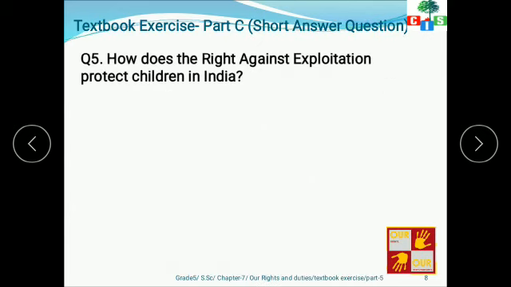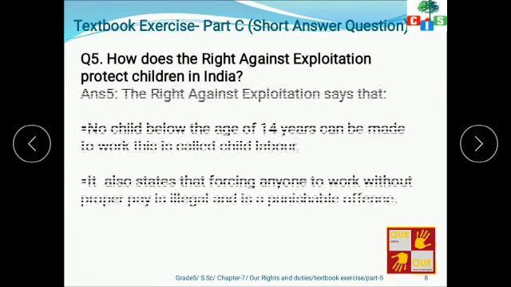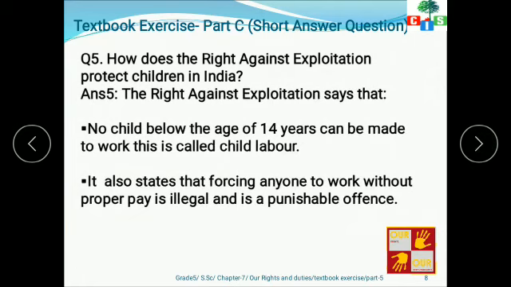Question 5. How does the right against exploitation protect children in India? So what does this right against exploitation say? Let's see. The right against exploitation says that no child below the age of 14 years, very important and you must remember, no child below the age of 14 years, how many years? 14 years, can be made to work. This is called child labor.